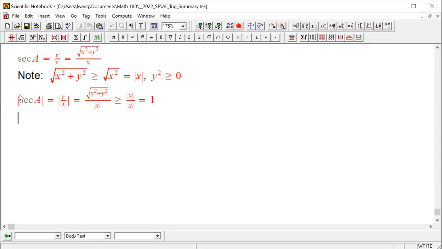So in the end, we get secant A is going to be greater than or equal to 1. So that's it. The range of secant A is either going to be less than or equal to -1 or larger than or equal to +1.